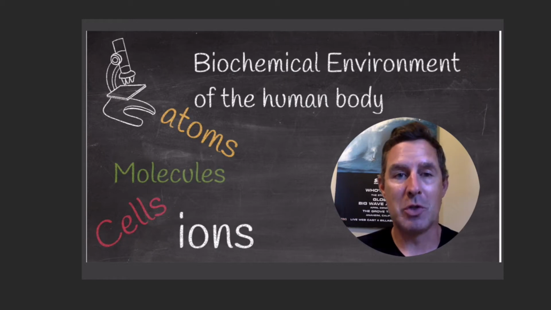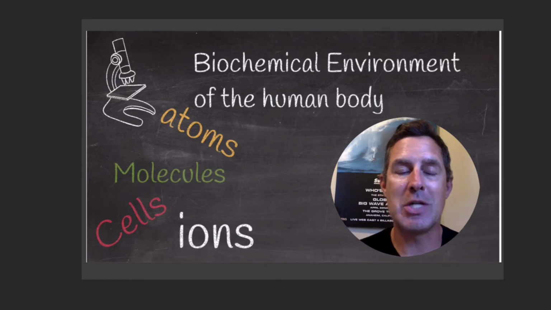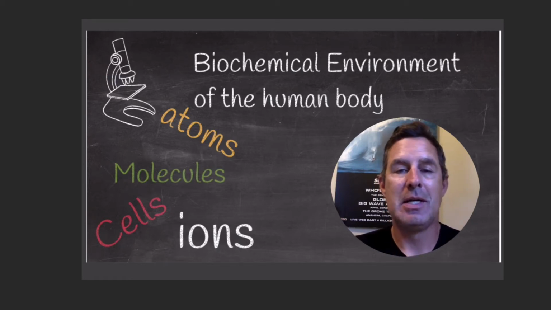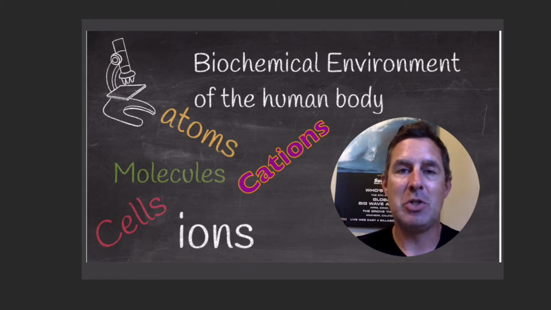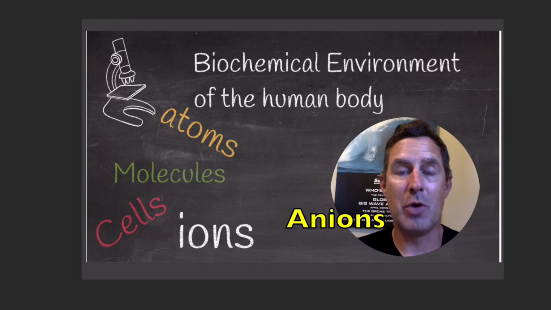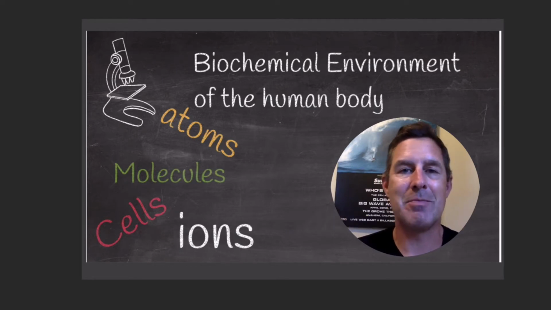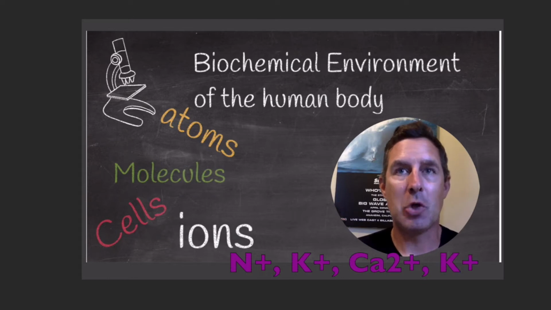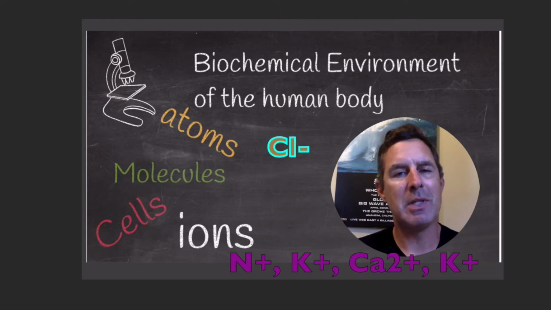Ions are charged atoms that have either gained or lost electrons. Positively charged ions are known as cations, and negatively charged ions are known as anions. So positively charged ions that we'll talk about at great length throughout this term are sodium, potassium, and calcium, and chloride on the anionic end of that spectrum. And there's molecular anions as well, such as bicarbonate, and we'll talk about those in detail as well.